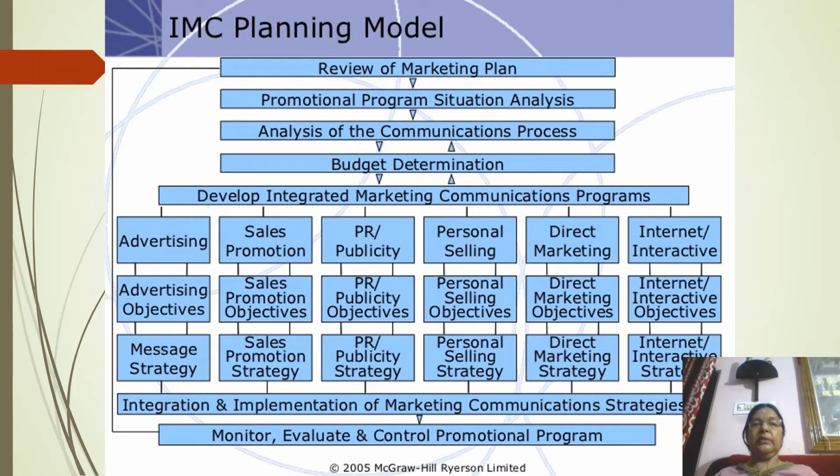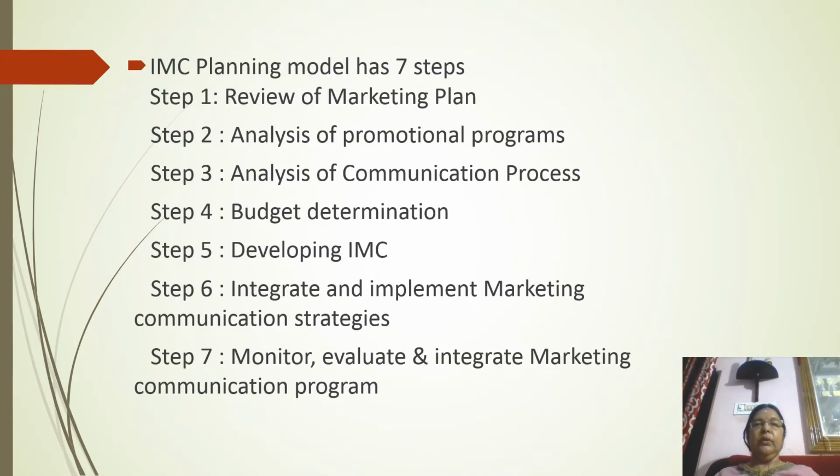So the company decides the objectives for each of these promotional tools, and the strategy they will employ for each of them is decided. Then all these promotional tools are integrated and implemented as their IMC plan. The last step is where they monitor their IMC plan, evaluate its effectiveness, and keep a control on it so that it is within the budget that has been determined. So the IMC planning model has 7 steps, which I showed you diagrammatically in the previous slide.